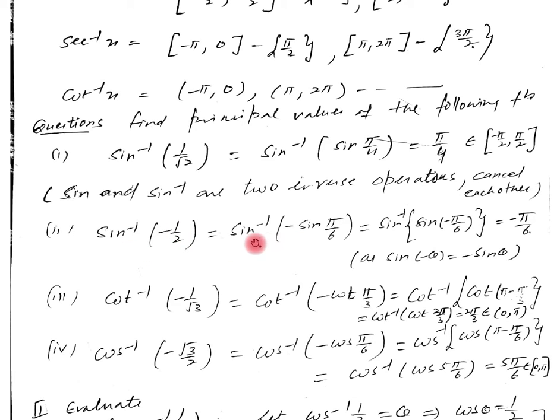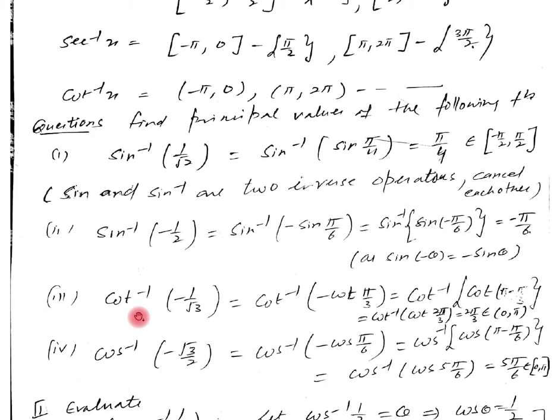It can be written as sine inverse of minus sine pi by 6. Now this negative sign should be shifted inside, like this: sine of minus pi by 6, because sine of minus theta equals minus sine theta. And therefore, minus pi by 6 belongs to this very interval.